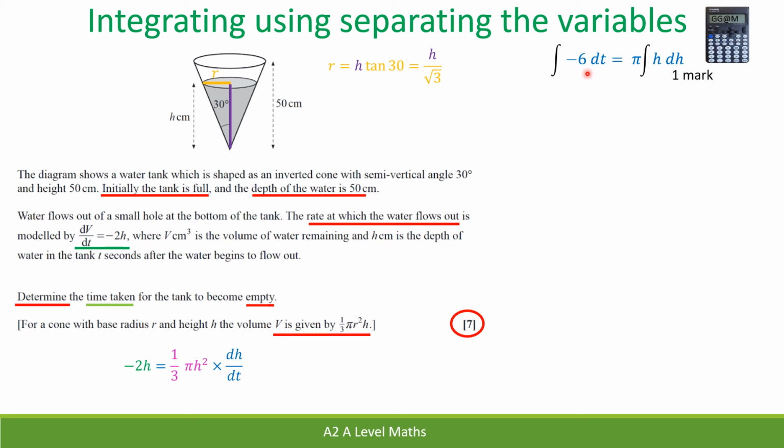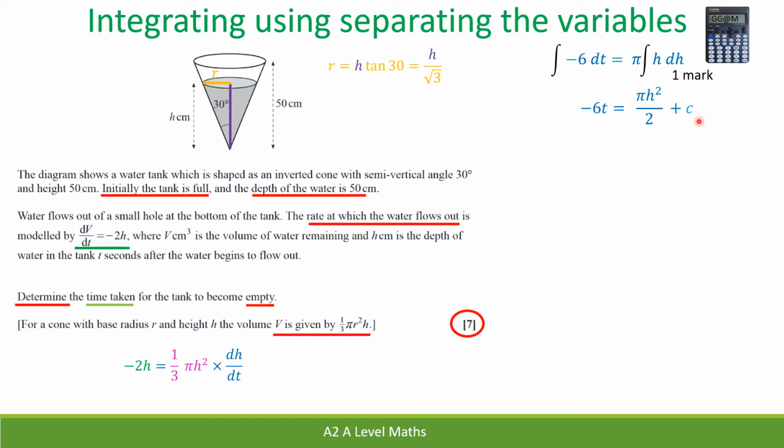So the integral of minus 6 is going to be negative 6t, and the integral of h is h squared over 2 multiplied by the pi, just gives you pi h squared over 2, and remember to add on your constant at the end, plus c. Now we've got this equation, I need to work out the constant on the end.